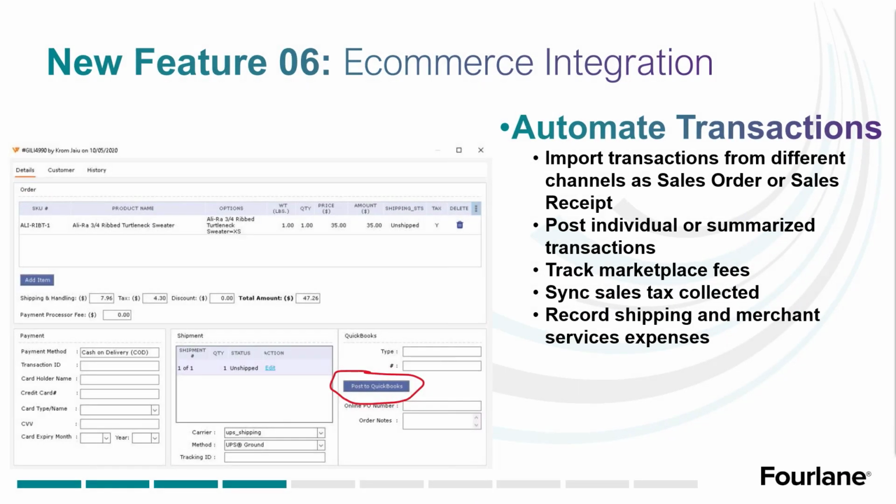So the biggest deal is, of course, automating transactions, importing transactions from different channels as sales orders or sales receipts, as we mentioned before. You can post individual or summarized transactions. You can track your marketplace fees, so it'll post those, track sales tax in multiple jurisdictions. You can also record shipping and merchant service expenses as well. So very, very powerful when it comes to automation. The data is in an electronic form somewhere. We should be able to use the data, right? That's what I always say. And Webgility makes that possible.